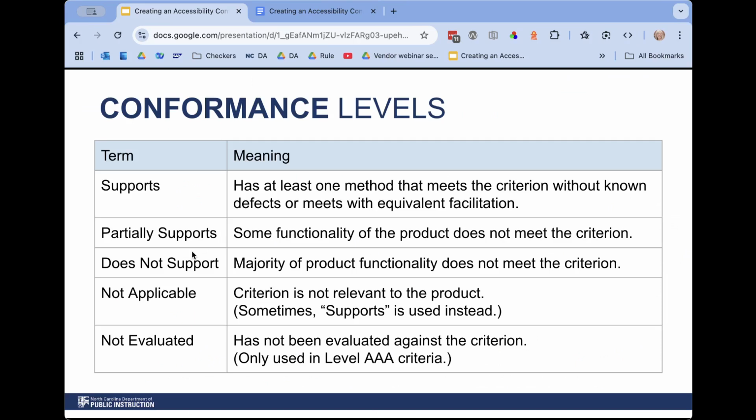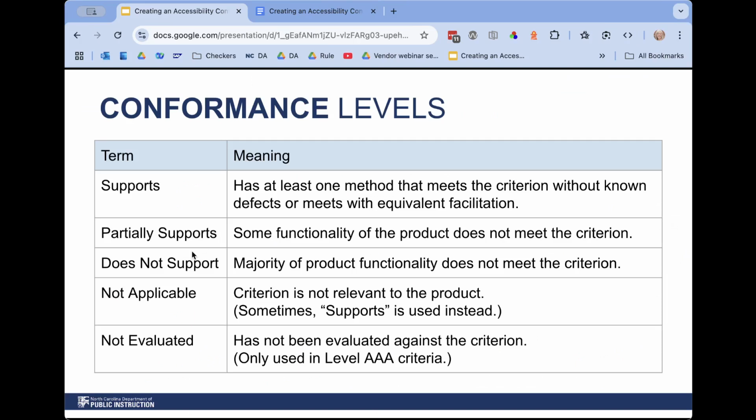So these are the conformance levels that are built out into that template. Supports, basically, is saying there's at least one way that this criteria is being met. Again, they're called success criteria, but I often call them standards. So whichever language works for you, just know that I'm using those interchangeably. So at least one method meets that success criteria or that standard without known defects, or it meets with equivalent facilitation.